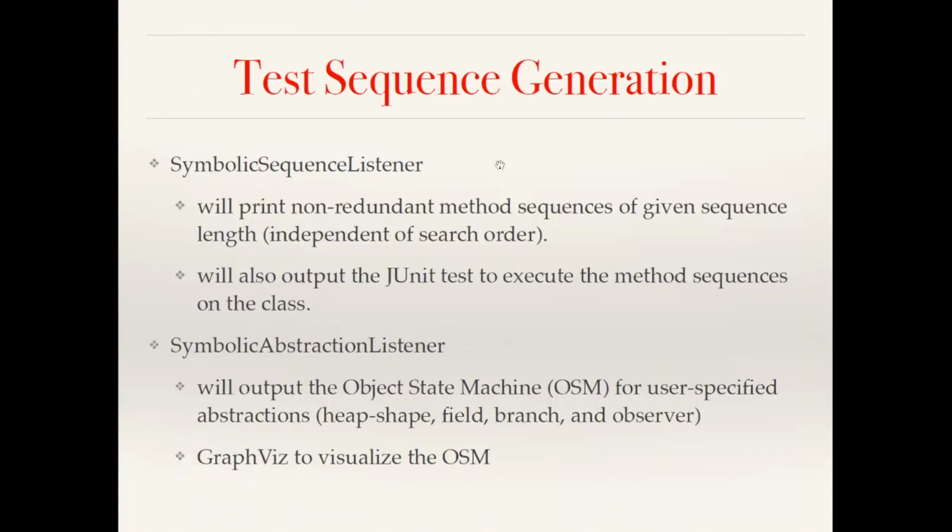A little bit about the sequence generation. I think this is maybe less known, and we should do a better job at documenting it. But we have basically a symbolic sequence listener that prints non-redundant method sequences of a given sequence length for a Java class, based on the public methods. And also it has some nice visualization of the object state machine that is represented by all these, like a summary of all the generated method sequences.